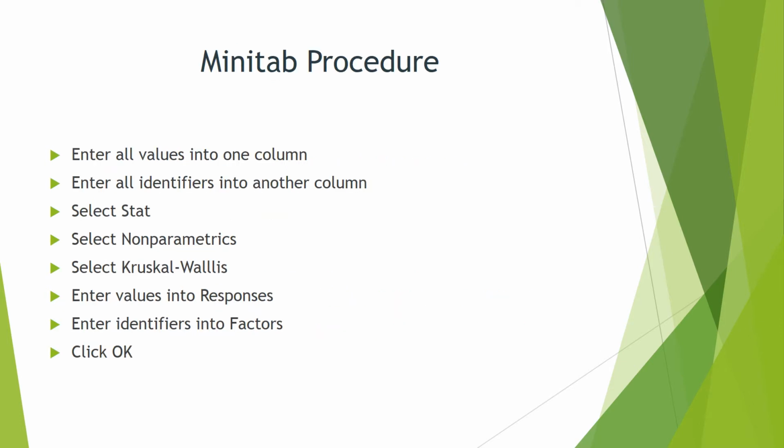It's a little different than what we did with ANOVA. In this case, we're going to enter all of our values into one column, and then all of our identifiers into another column next to it. We're going to select Stat, Nonparametrics, Kruskal-Wallis. You're going to enter those values into the response box and the identifiers into the factors box, and then click OK.